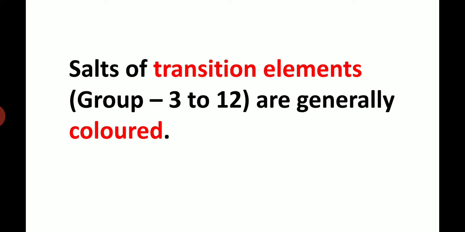Now the salts of these transition elements are all colored. We will know which element has what type of color. But you need to know that the salts of elements of group 3 to 12, that is the transition elements, are generally colored. And the normal elements, those in group 1, 2 or from 13 to 17, that means apart from the transition elements, their salts are generally colorless. They don't have any color.